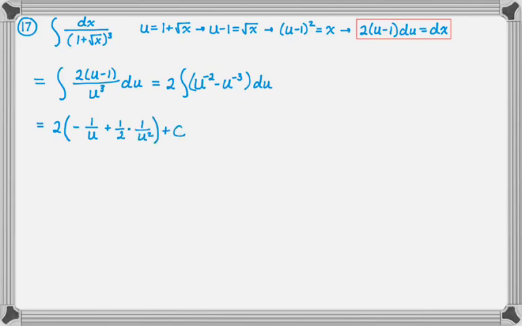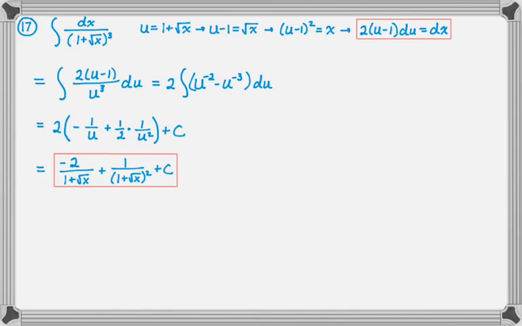And now I'm going to substitute back in for u, and I guess distribute the 2. So negative 2 over 1 plus root x, and then plus 1 over the quantity 1 plus root x squared, plus c. And I don't think that'll look any better if we combine it, so I'm definitely just going to leave it that way.